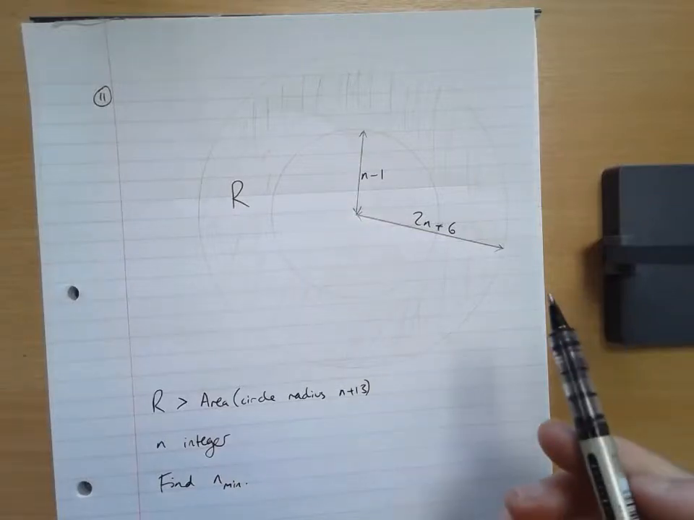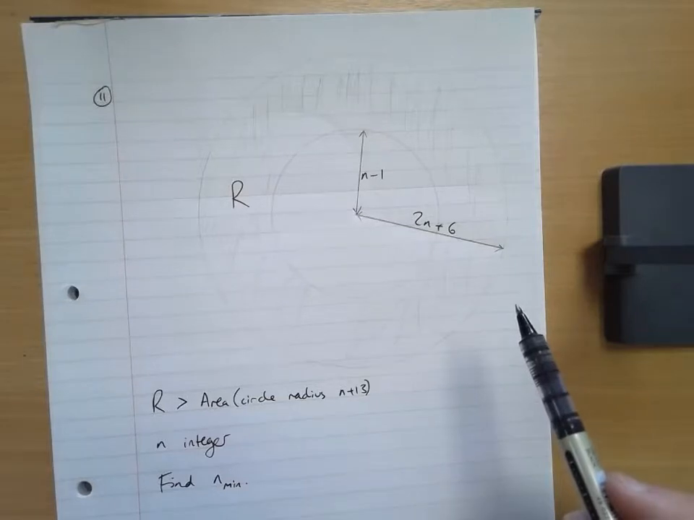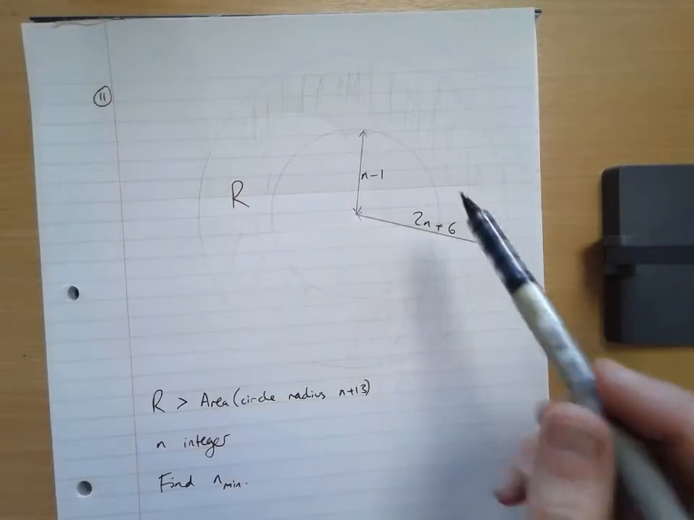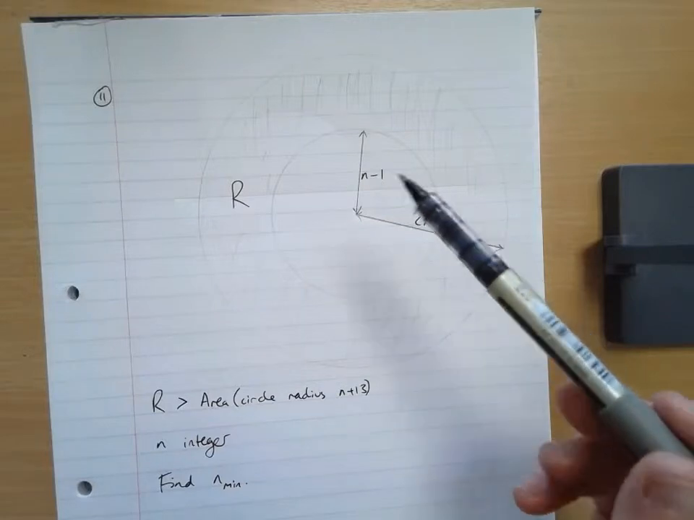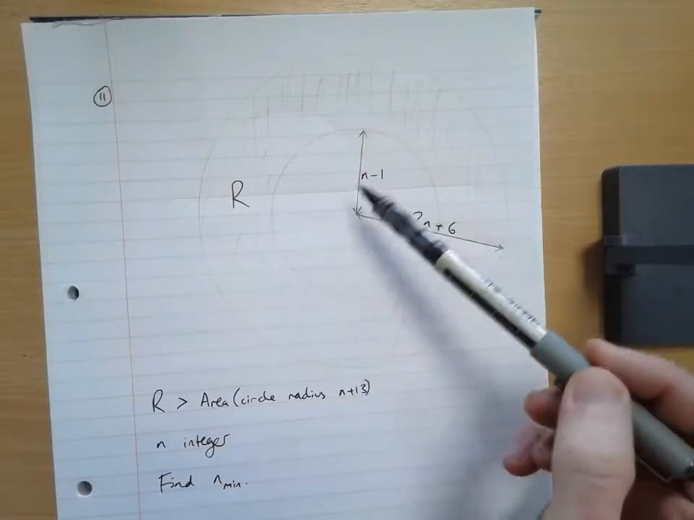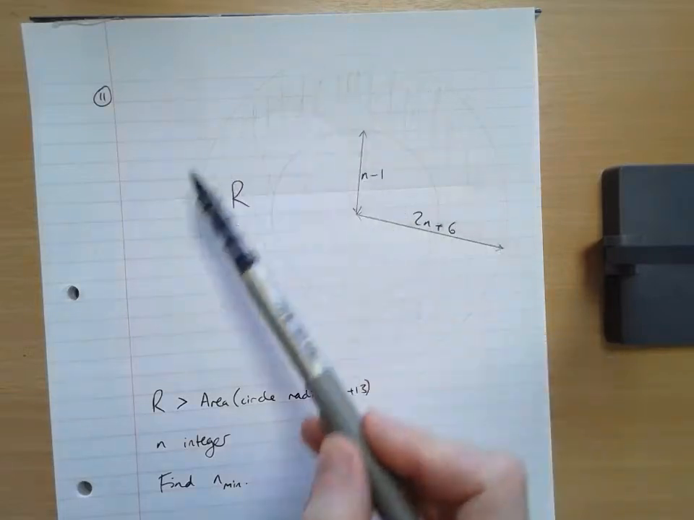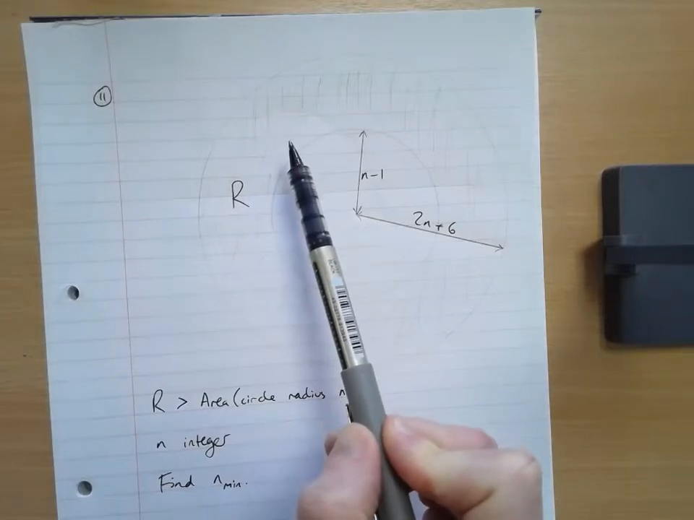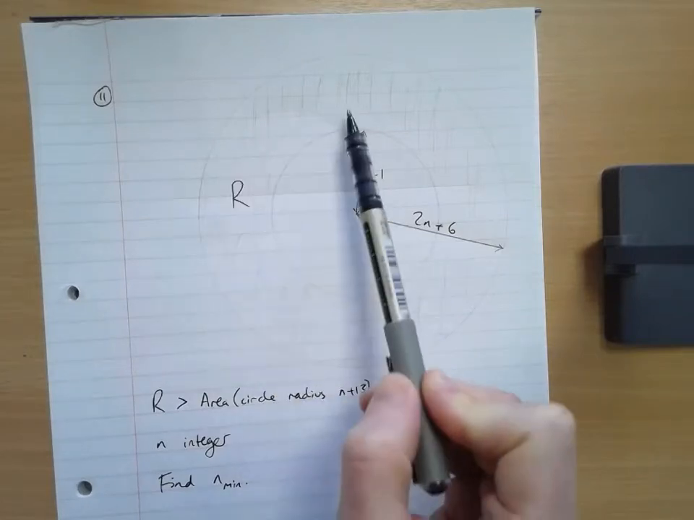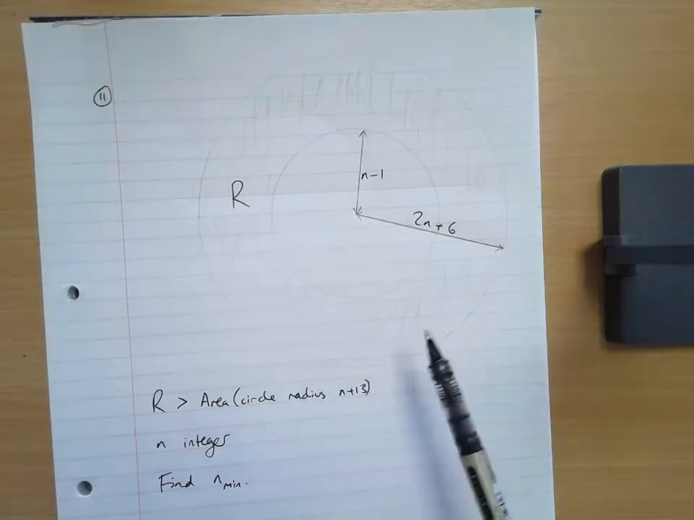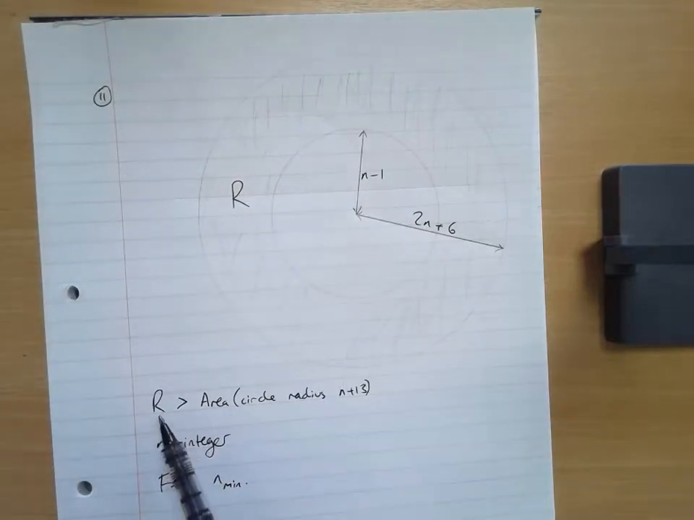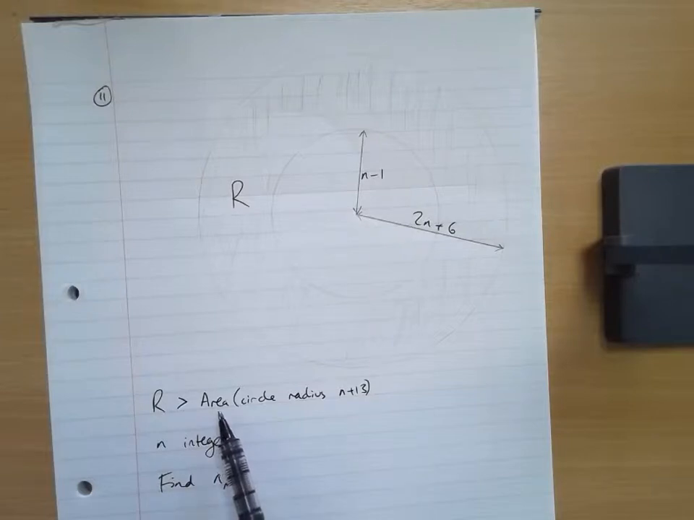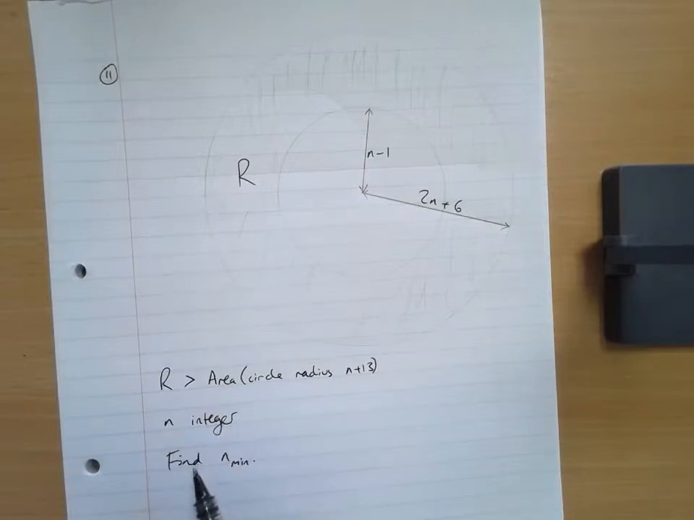Okay, in question 11, we are given a diagram and various things are explained to us. So this is a diagram, I hope you can see that in pencil there. We've got this inner circle of radius n-1, the outer circle of radius 2n plus 6, and the area between the inner and the outer is shaded, and that's the region R. We're told that shaded region R is greater than the area of a circle with radius n plus 13. We're told that n is an integer, and we're asked to find the minimum value for n, which I've called n min.